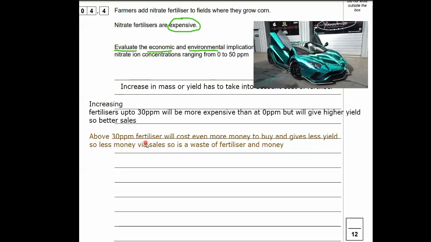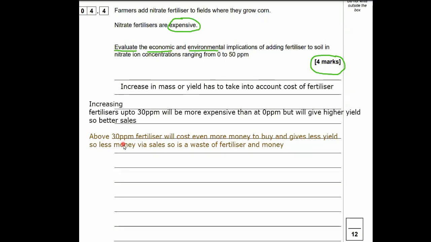Above 30 ppm, fertilizer costs even more money. So it's more expensive to buy fertilizer, we can assume, at 40 than at 30. So it costs even more money to buy, and it actually gave us a smaller yield. So what's the point? You're not going to make as much money. You're going to get less money via sales, and also you're just wasting every extra bit of fertilizer above 30 ppm.